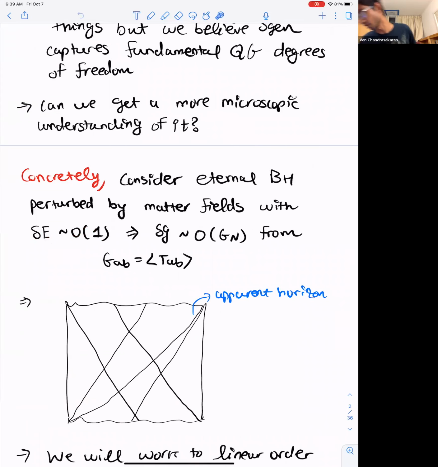So just from the start, I want to anchor down the exact setup that I'll be considering for most of the talk, just so you have this picture in mind. So imagine we have a two-sided eternal black hole, and then we perturb that black hole by some energy that's order 1 in terms of G Newton counting. Then from the semi-classical Einstein equations, we get a metric perturbation, which is going to be order G Newton, and the resulting geometry will look something like this, where we have two horizons, and we have an apparent horizon that goes from one to the other.